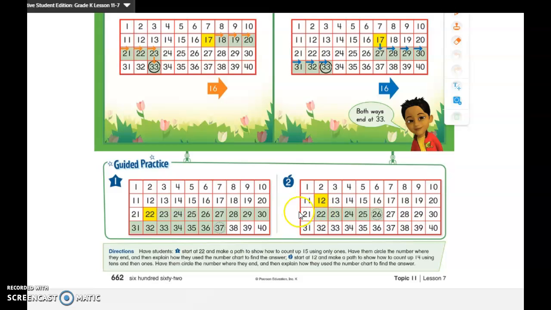Now, the next question, look at this. They didn't go all the way over here by ones. They did something different. They started at 12 and they counted up 14 more. 14 more. So they went down 10. They went down one. That's how it's counting by tens. 10, 11, 12, 13, 14. So the first problem, we counted by ones. The second problem, we counted by tens, then ones.